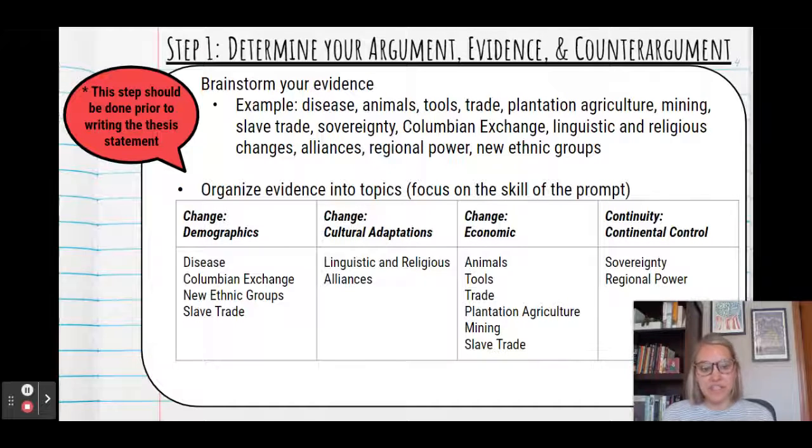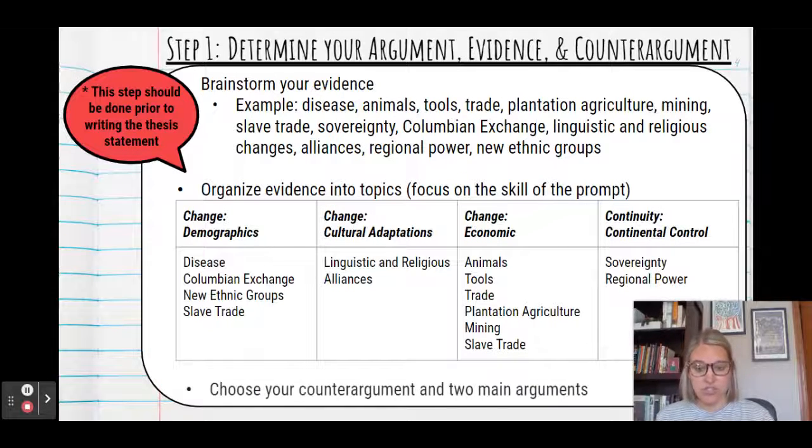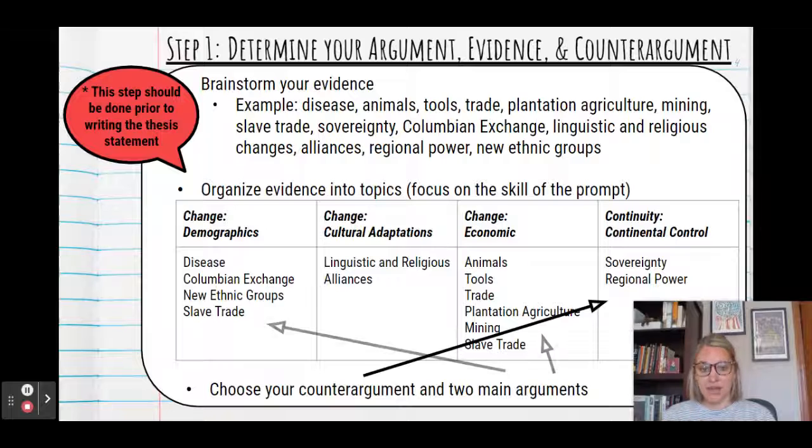One thing that is pretty much staying the same for the majority of the continent is the control and sovereignty of indigenous peoples. Now, this would not be true, especially if we think about present-day Mexico. By 1607, there was a large Spanish empire there, but for the majority of the Americas, there was some continuity here. So then what you want to do is you want to choose your counter argument and your 2 main arguments. So my counter argument would be continuity, and my main arguments would be economic and demographic changes.